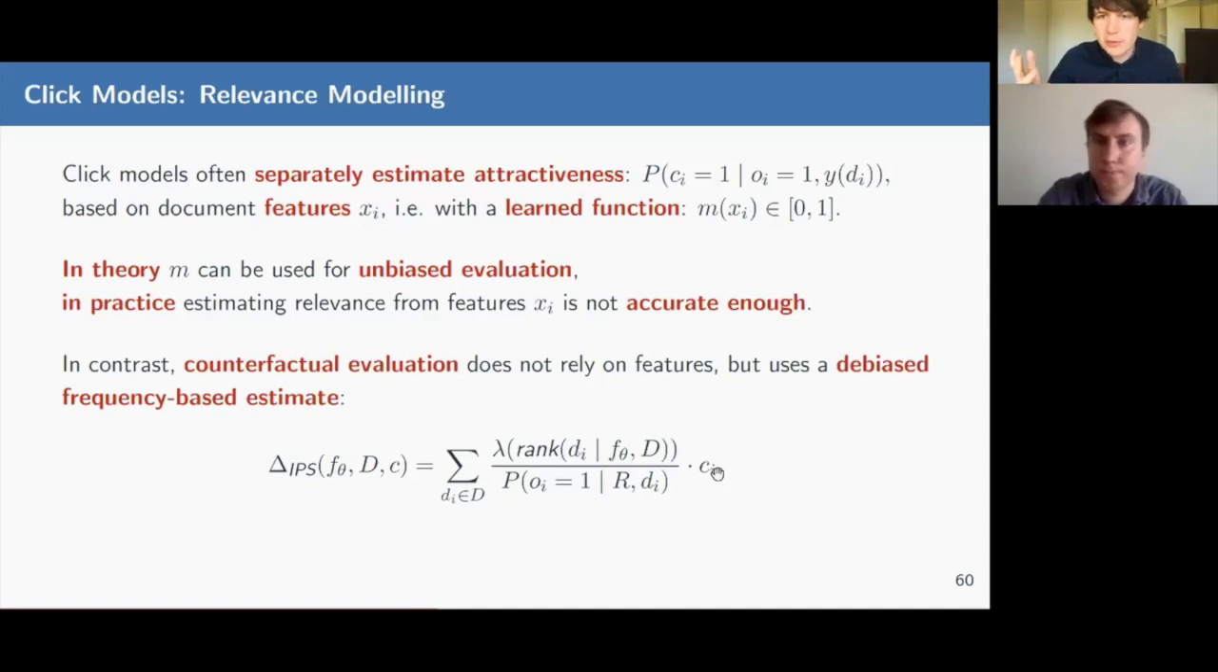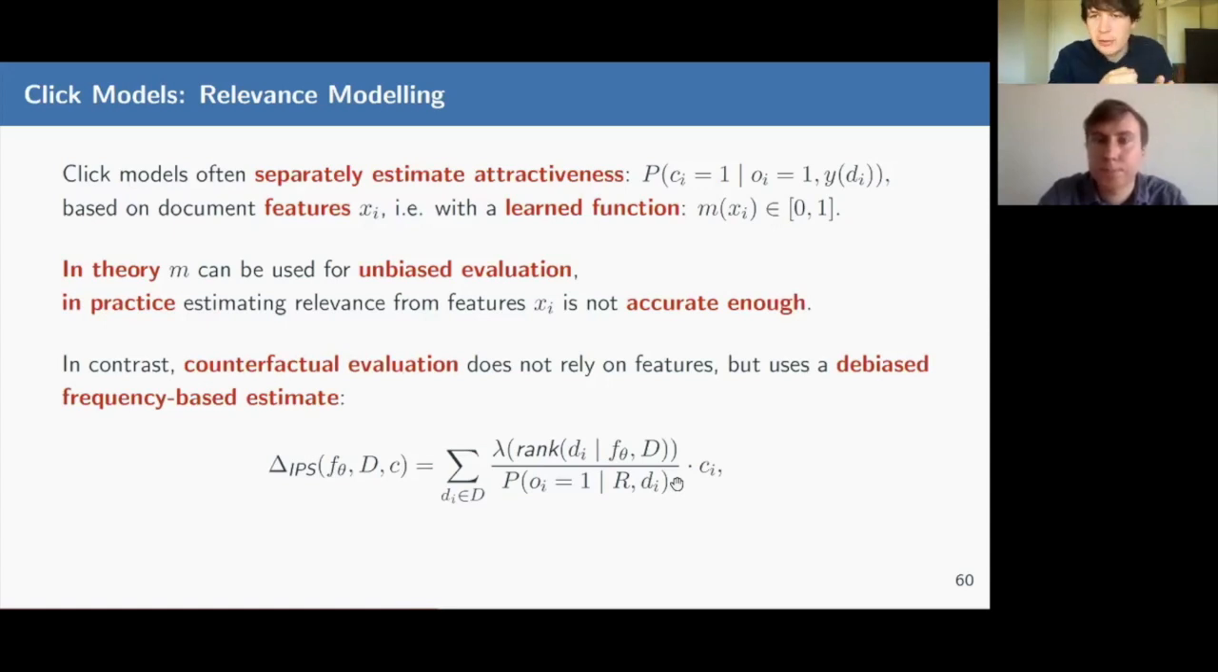This is a debiased frequency estimate because we need to correct for instance, position bias. And I think this is the crucial difference, because for a click model, you have to have really good features that can really capture relevance. We know this is an incredibly hard problem. We usually don't have the features to do that.